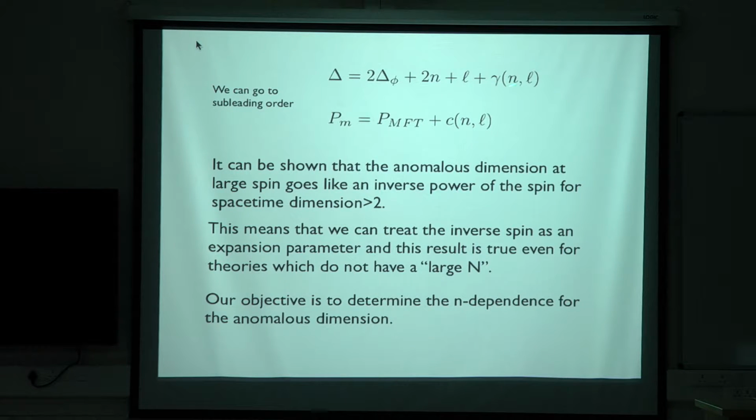We can go to subleading order to determine these anomalous dimensions. The OPE coefficients get corrected. The conformal dimension also gets corrected. Now, it turns out that in dimensions greater than 2, this anomalous dimension falls off like some inverse power of the spin. As a result, you really don't require a large n to do perturbation theory. The 1 over L actually plays the role of an expansion parameter. That is why I said that sometimes I will not explicitly need a large n in order to talk about some of the results. And our objective is to determine the dimension dependence of the anomalous dimension.